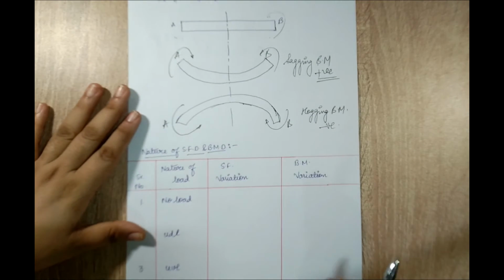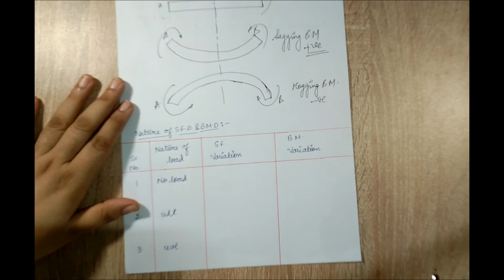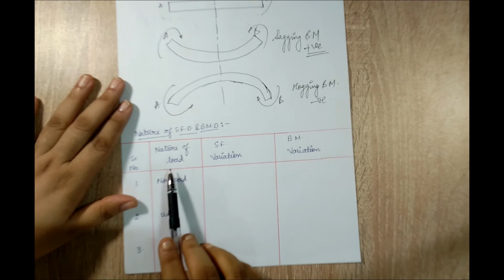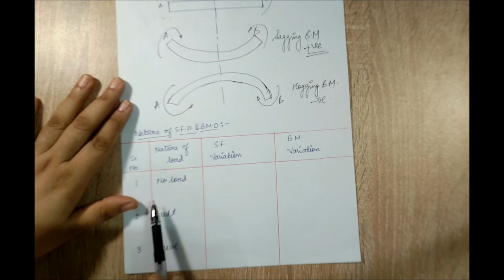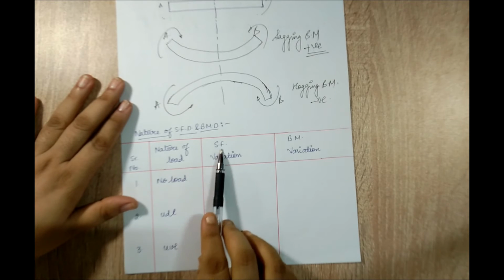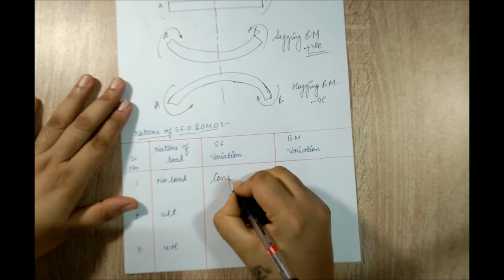Next we will talk about a very important concept, that is the nature of the shear force and the bending moment diagram that we expect for the beams. It is based on the nature of loading on the beam. So suppose if there is no load between 2 points on the beam, for the shear force variation, the line is going to be of constant type.